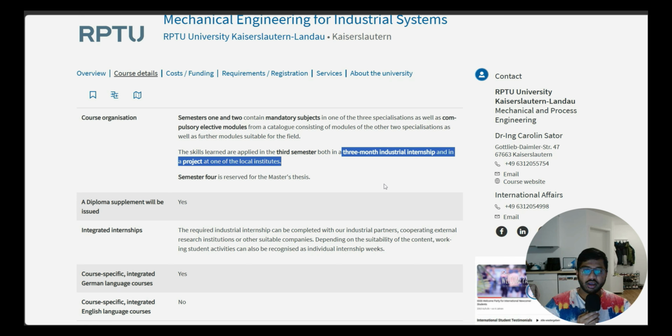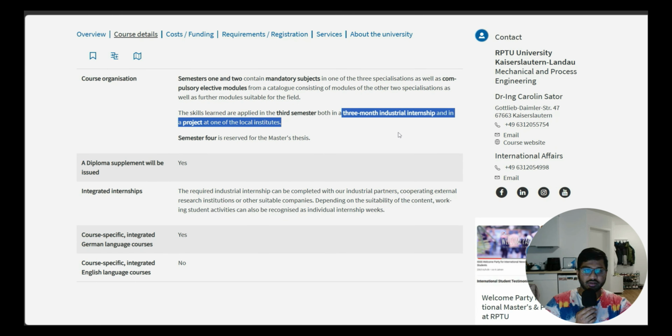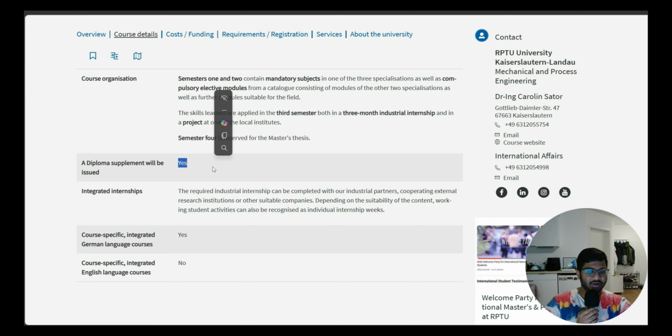Don't need to worry. And you also have to do a project in a local institute, which will also be awarded as a mini thesis, because this will be the building block for your master thesis, which you will be doing in semester 4, which is reserved for your master thesis. And at the finishing of your master thesis and defending it rightly, you will get a diploma supplement issued.